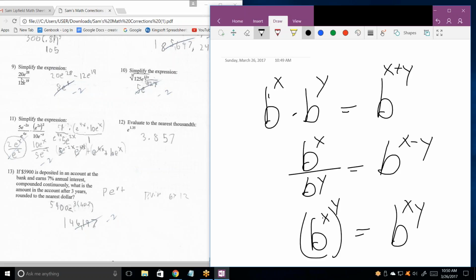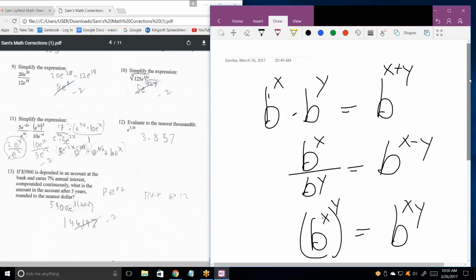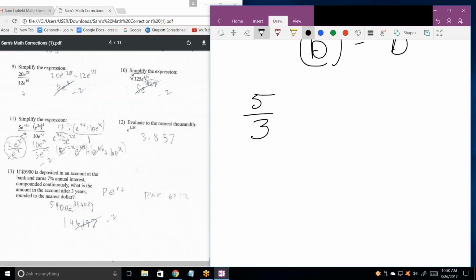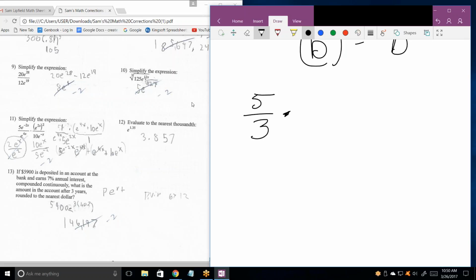So the very first thing I'm going to do is handle the numbers independent of anything else. I'm going to divide those two numbers. That's 20 divided by 12, which is the same as 10 over 6 or 5 over 3. So I do the numbers first. Now I'm looking at multiplying that by e to the 28th over e to the 19th.